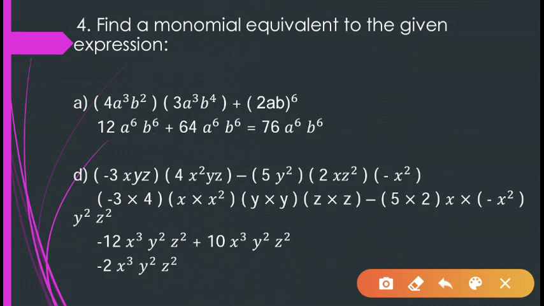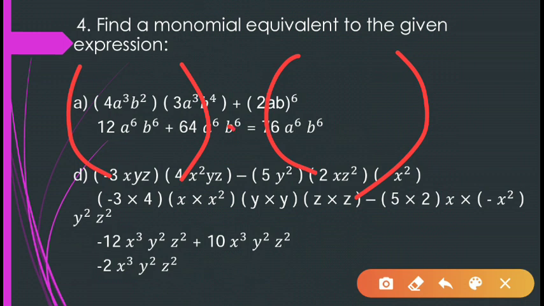Let's repeat it. 4 into 3 will give you 12. a cube into a cube will give you a to the power 6, and b square into b to the power 4 will give you b to the power 6. Why are we doing a multiply? Because if two brackets are there and no sign is there, we will consider that it is a multiply.